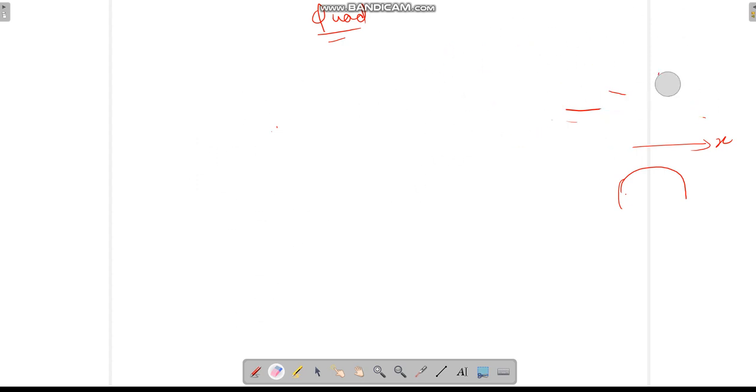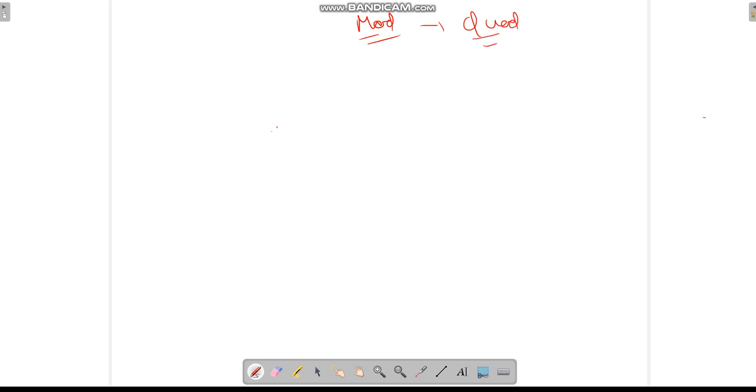Coming to modulus, it is a bit more important, so let us go for the modulus part as well. This is quite similar to quadratic. Only the thing is that in quadratic you get a curvature sort of figure, a curve, while here you will get some straight lines. The reason is very obvious: modulus without a square. I'm talking about modulus without a square.